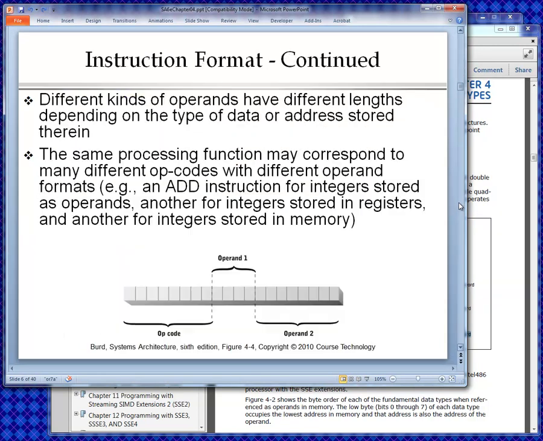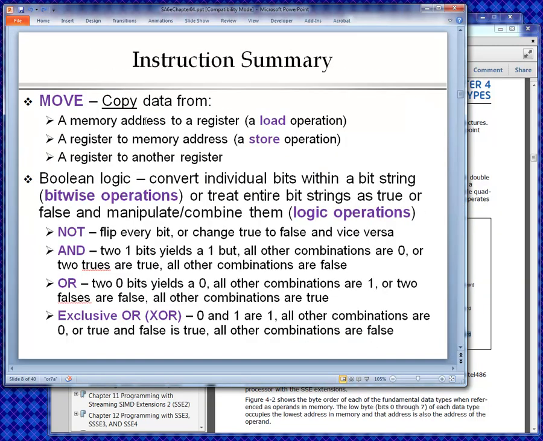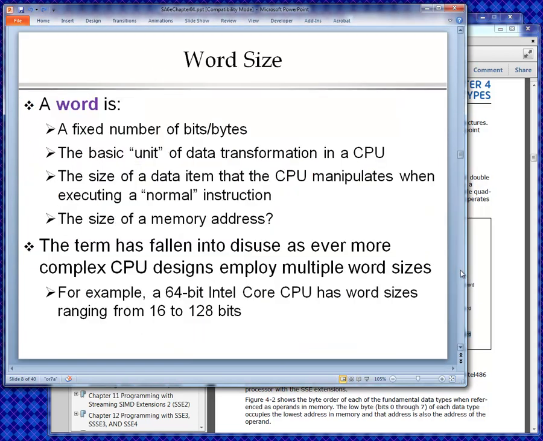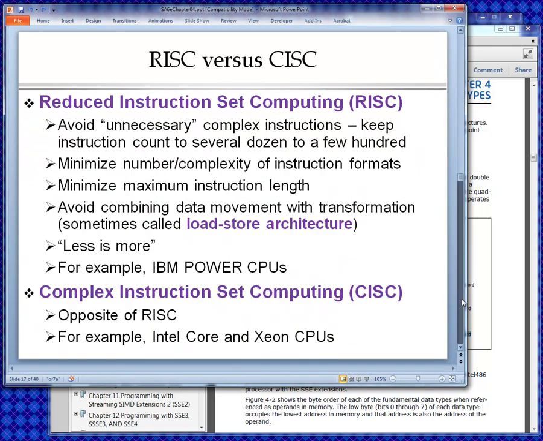And you'll recall that we have a move from a memory address to a register is a load, and a move from a register to a memory address is a store. Okay. So come back here to load store operation.